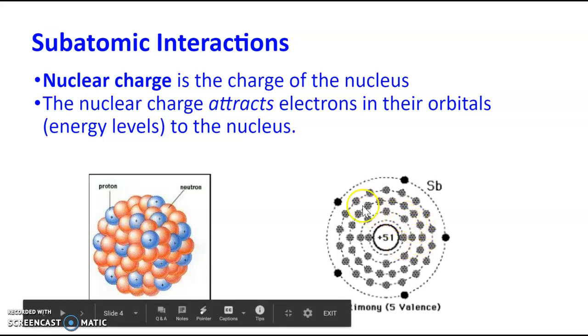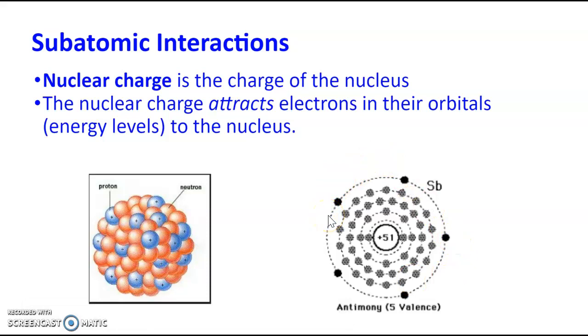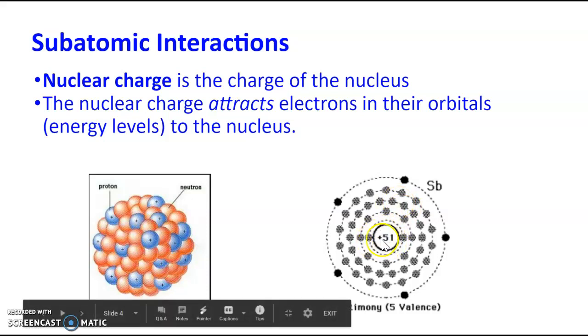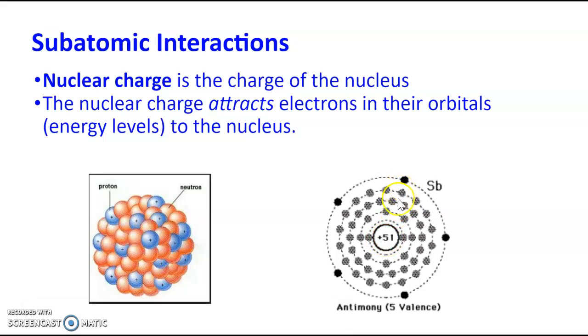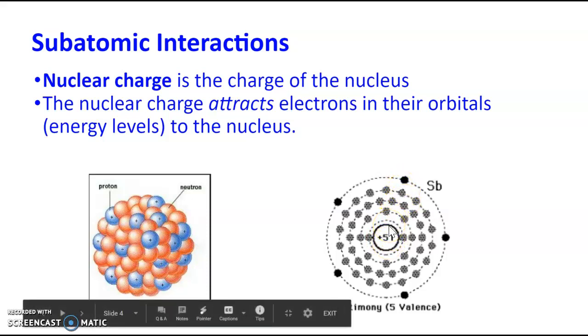Kind of like how we're rotating around the sun and the sun's attracting us, but we're moving fast, and so we don't get sucked into the sun. It's not exactly the same phenomenon, but it's kind of similar. So if you have a stronger magnet in the middle, you're going to be better at pulling electrons in towards yourself.